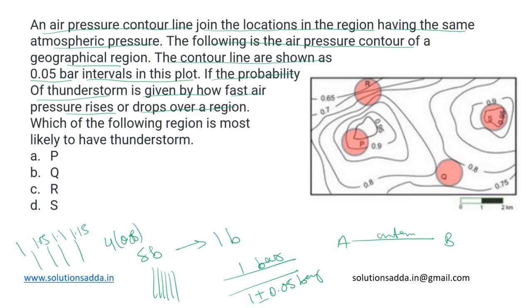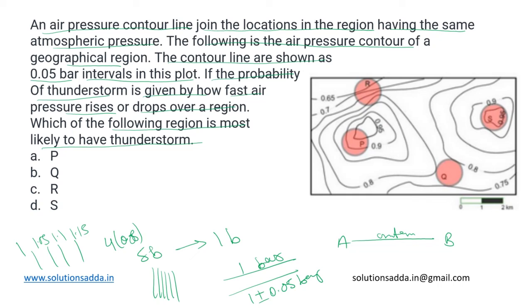Now in this particular graph we need to determine which of the following regions is most likely to have a thunderstorm. That means the region in which the air pressure is changing very rapidly, or there is a huge difference between two points in the same region having different air pressures. So let us have a look at the graph, which is a bit unclear, but we can understand it this way.